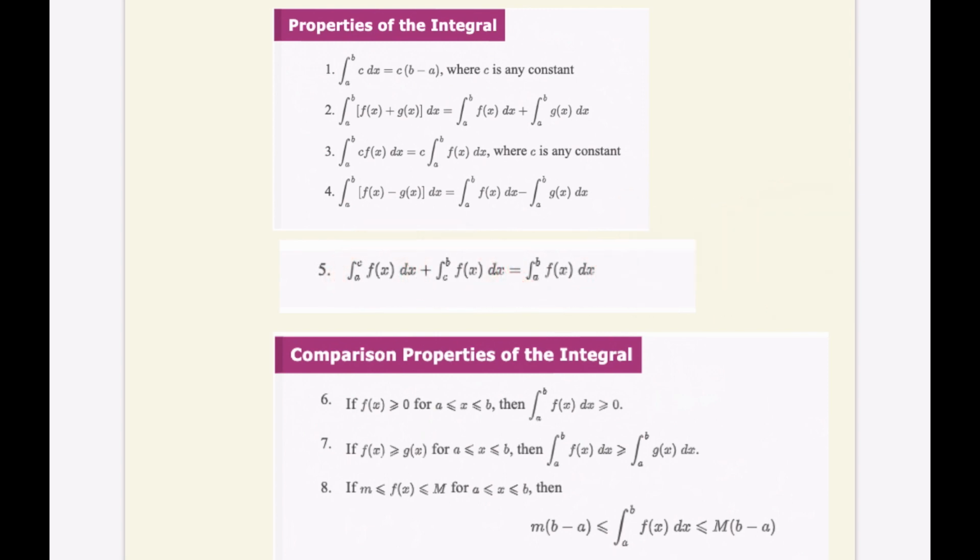Okay. So in the very bottom, you have comparison properties of the integral. So for example, if my function is always greater than or equal to 0, well then the same should be true of the definite integral. If we have one function that's always greater than or equal to another function, then the same should be true for their definite integrals.